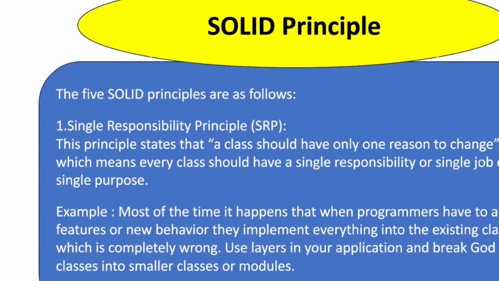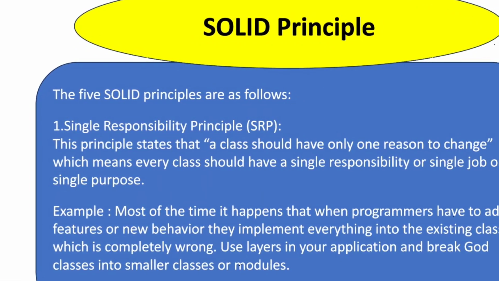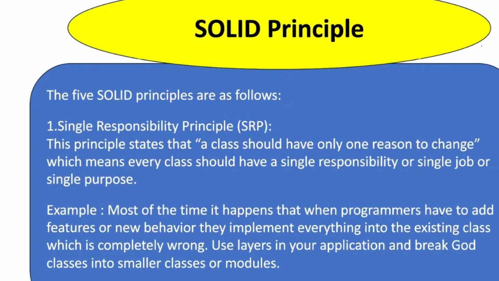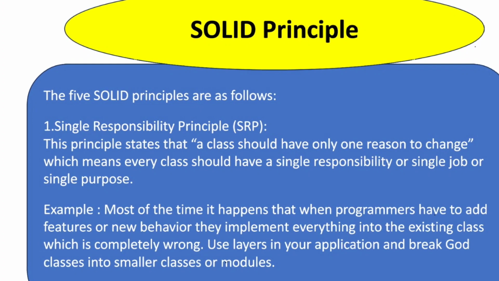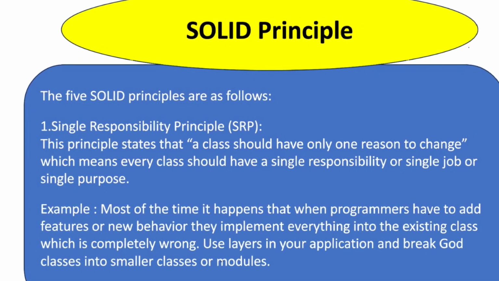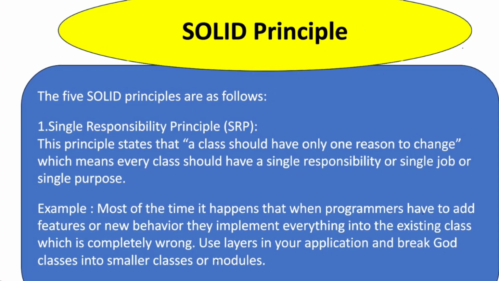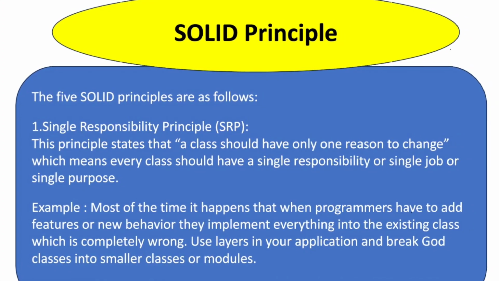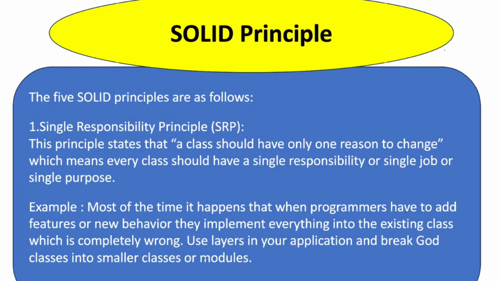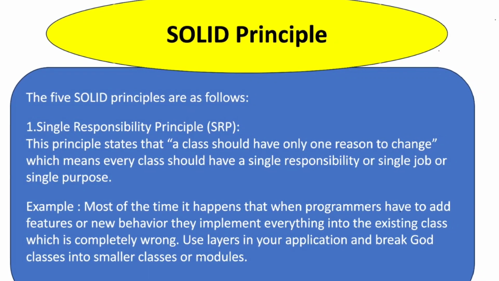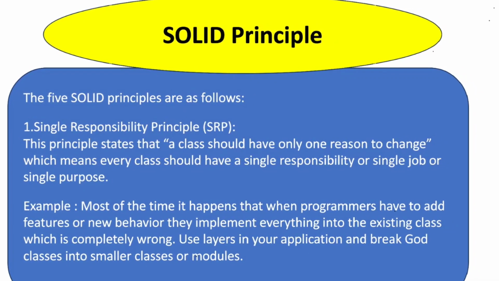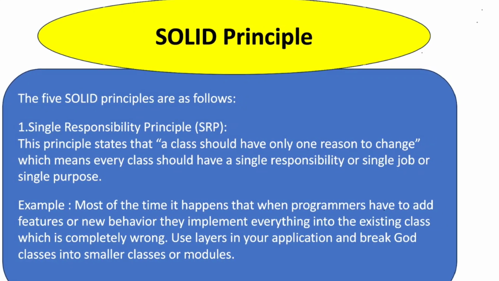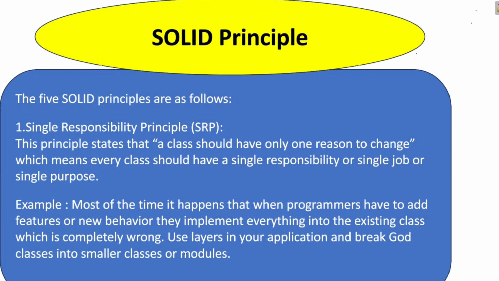The 5 SOLID principles are as follows. 1. Single Responsibility Principle, SRP. This principle states that a class should have only one reason to change, which means every class should have a single responsibility or single job or single purpose. Example. Most of the time it happens that when programmers have to add features or new behavior, they implement everything into the existing class, which is completely wrong. Use layers in your application and break God classes into smaller classes or modules.